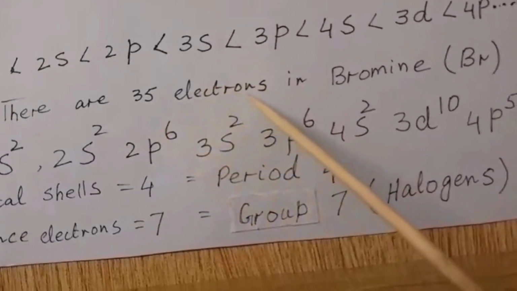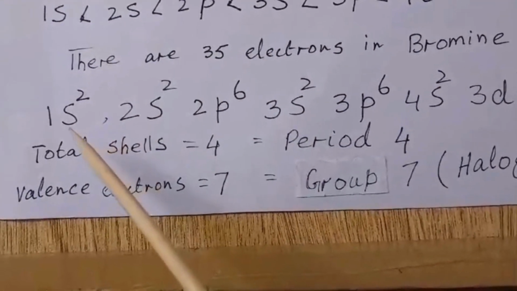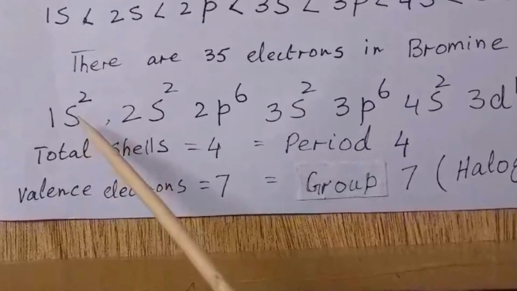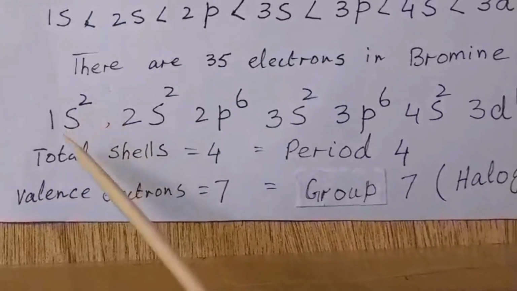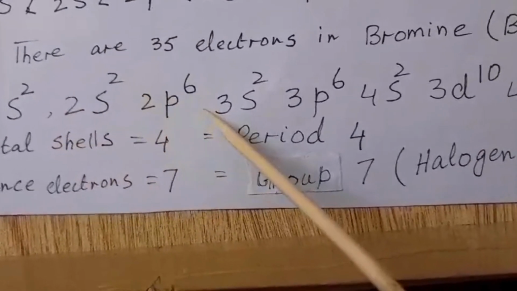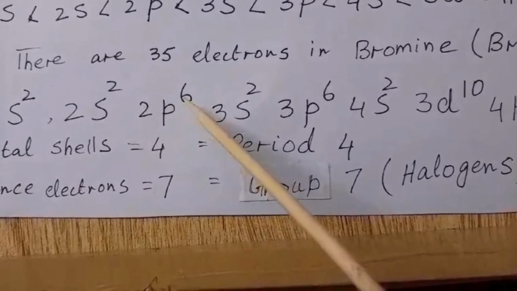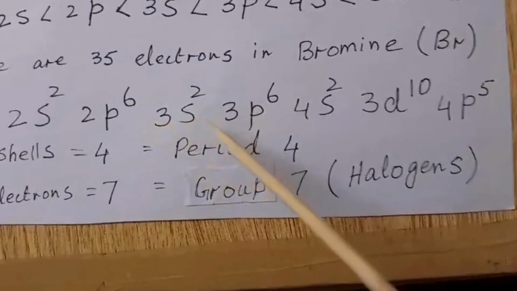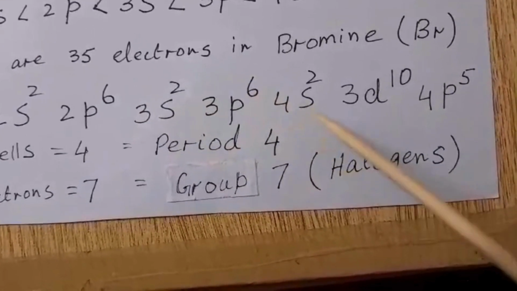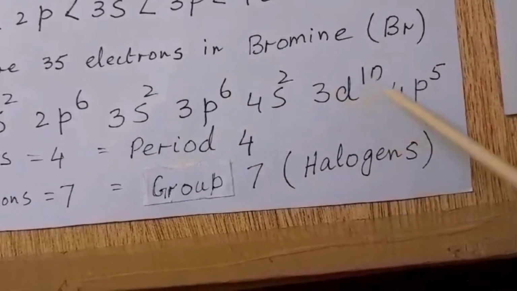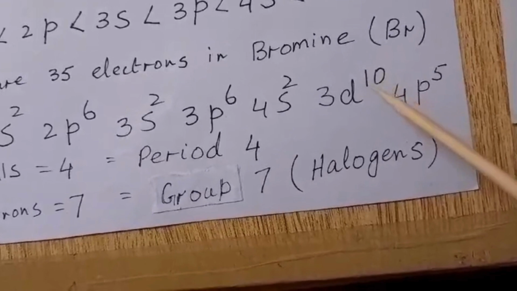There are 35 electrons in bromine, so this would be the electronic configuration of bromine. 1s2. The maximum number of electrons in the s subshell is 2. So 1s2, 2s2, 2p6. The maximum number of electrons in the p subshell is 6, so there will be 6 electrons in the p subshell. 3s2, 3p6, 4s2, 3d10. The maximum number of electrons in the d subshell is 10.